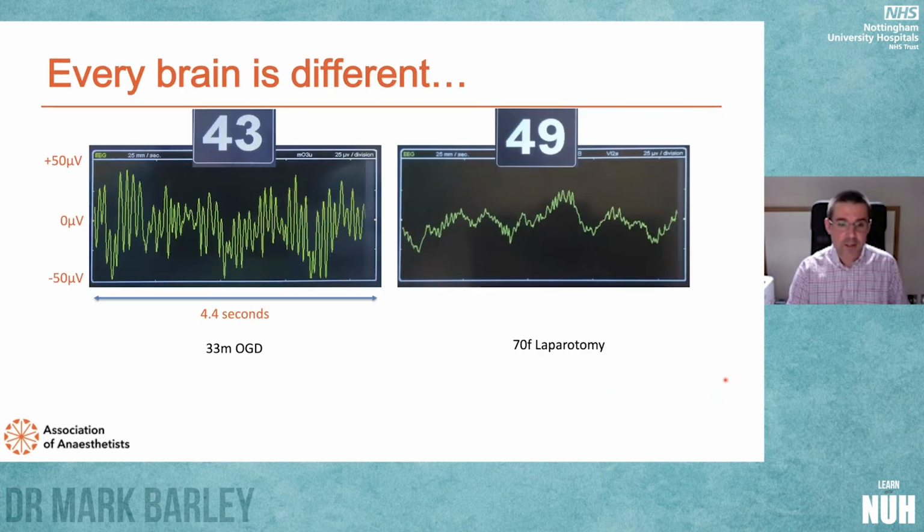And a while ago, I started taking an interest in the raw EEG and started to think what I could learn from looking at that real-time measure rather than just looking at these index values. I noticed that there was quite a difference in the waveforms between different patients. Here, a 33-year-old male, and on this side, a 70-year-old female having a laparotomy. And although the index values are fairly similar, it doesn't take a particularly keen eye to notice that these waveforms are very different. And both of these in their own way are actually demonstrating appropriate levels of anaesthesia.